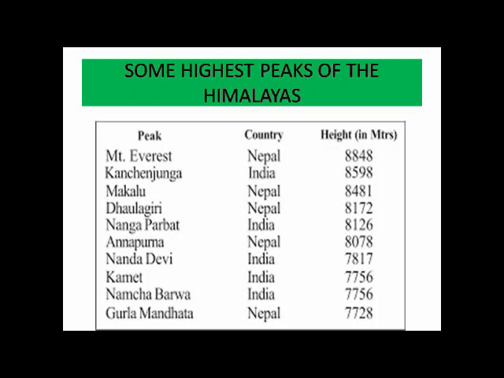Some of the highest peaks of Himalayas: Mount Everest, which is in Nepal, is 8,848 meters high. Kanchenjunga, which is in India, is 8,598 meters high. So, Himalayas are not just stretched in India but also in Nepal. Some of the highest peaks are listed over here. Please read this very carefully.